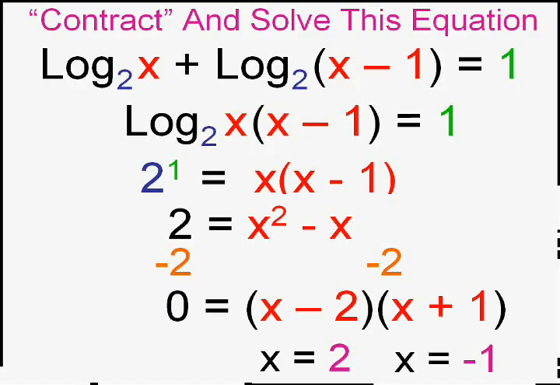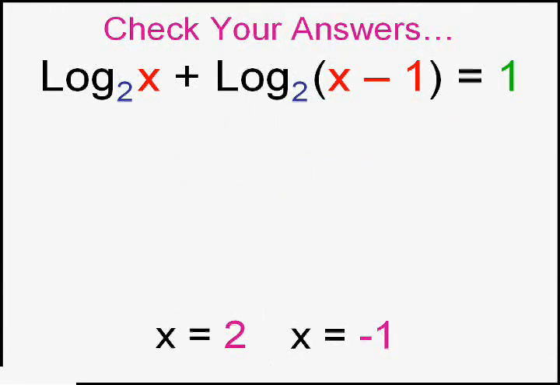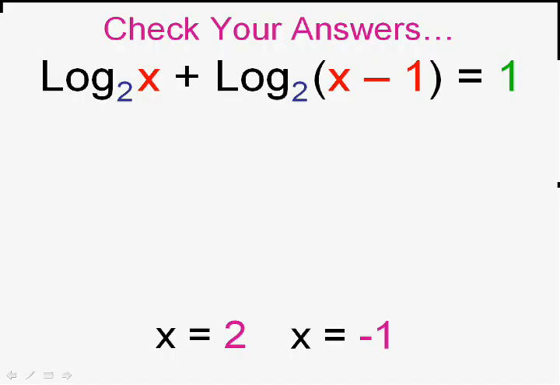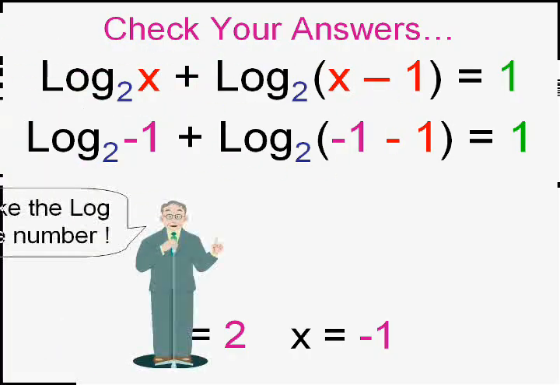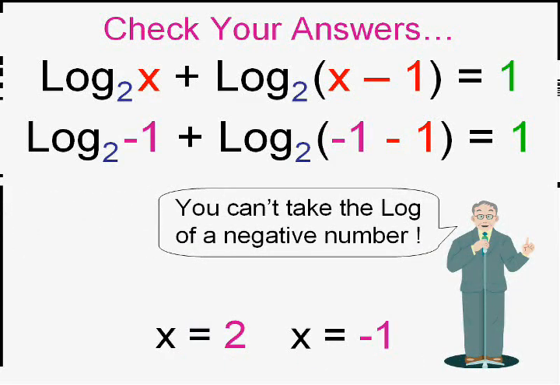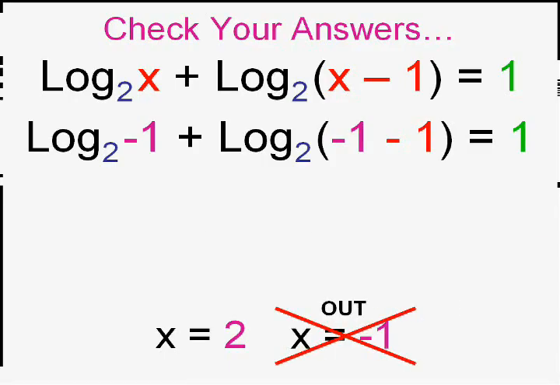So we have 2, I should say, possible answers, because we need to plug these in because we're not sure they work. Well, let's start with, let's try putting in negative 1. Now, if you put in negative 1 for x, you come up against a wall right away, because you have to ask yourself, remember the rules of logs. You can't take the log of a negative number, so that has got to be out.